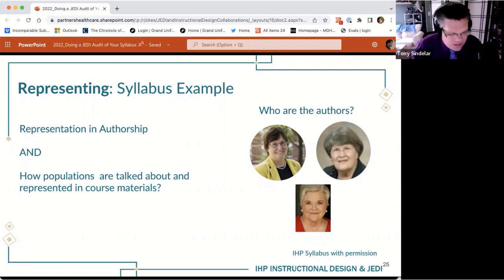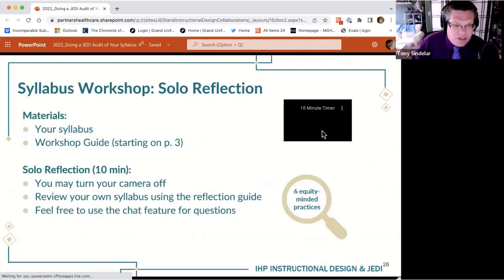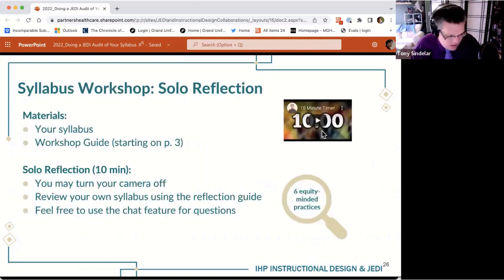So those were the 6 equity-minded practices that we wanted to talk about, and you've got those listed and summarized in the workshop guide that we've sent out. We're going to start transitioning here into the activities that we are going to be doing today. And the first activity is a solo reflection activity that you're going to be doing.